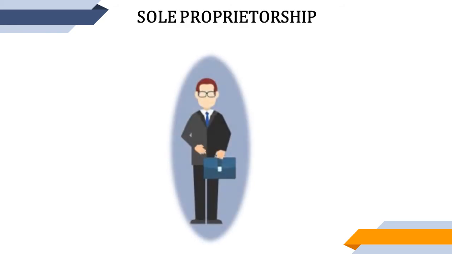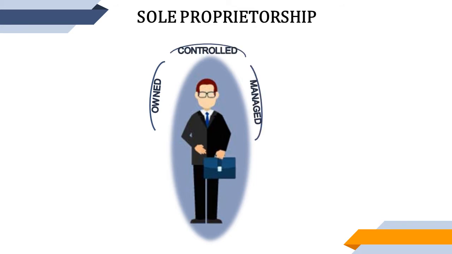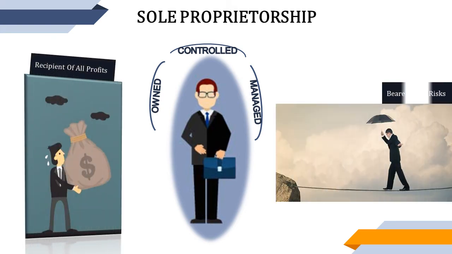Sole proprietorship is the oldest, simplest and most popular form of business organization, which is owned, managed and controlled by an individual who is a recipient of all profits and bearer of all risk. Basically, it is a form of organization which is owned, managed and controlled by an individual. Here the individual bears all the risk and receives all the profits. The individual is the sole owner of the business, and is responsible to pay all the business debts either from business or personal sources.